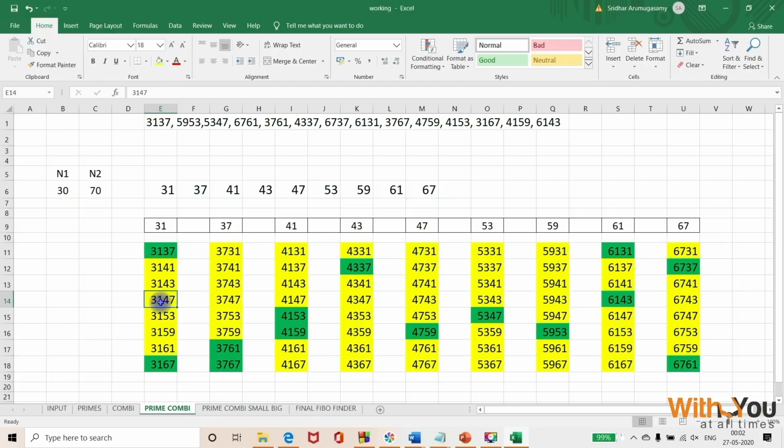Honestly speaking, 80% of it was done manually by me. 20% was helped by my team, Priya and Selva Kumar. They were sitting with me and they helped me.